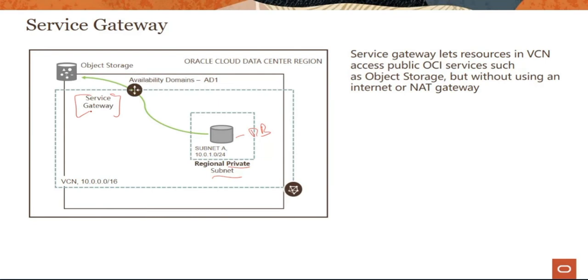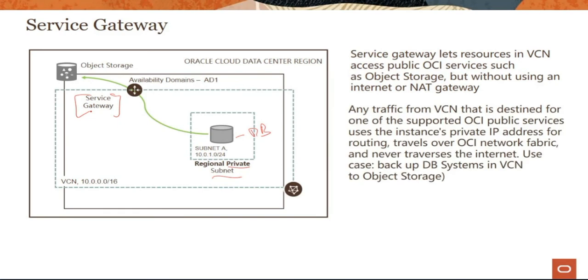Again, we take care of HA, again we take care of bandwidth, so you don't have to worry about those. And using the service gateway, any traffic from the VCN that is destined for any of the supported OCI public services uses the instance private IP address. You don't need a public IP, so it uses the private IP address for routing. The traffic goes over the OCI internal network fabric. It never traverses the internet, even though you are accessing the public OCI services. So it's a very secure design, and you can still leverage all the benefits of public services.